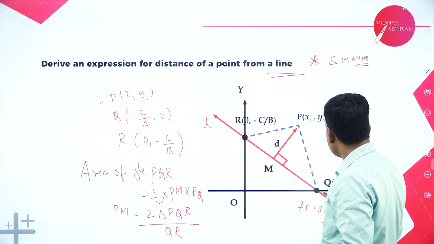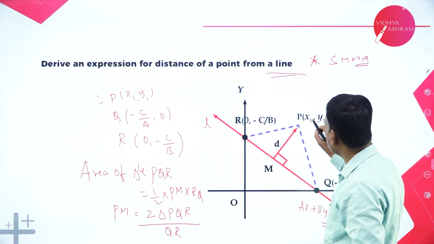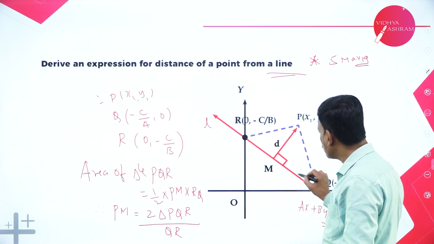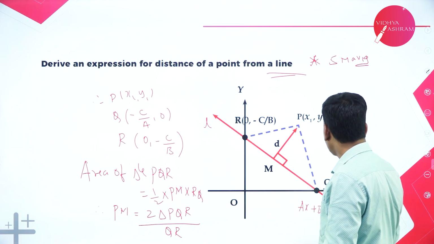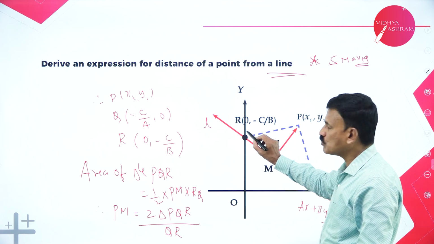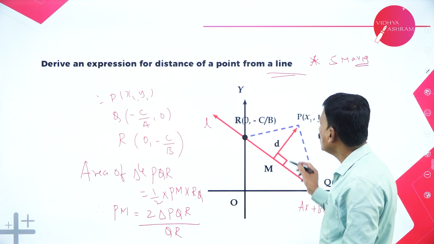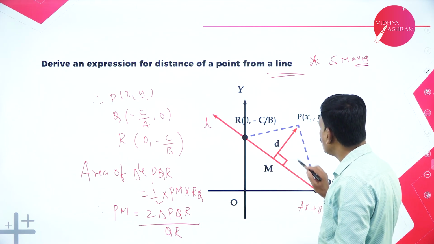Let the line cut the x-axis at Q and the y-axis at R. Then let P(x1, y1) be a point. PM is drawn perpendicular to the line. PM is the perpendicular distance which is to be determined. Now, the coordinates of Q are (minus c by a, 0) and the coordinates of R are (0, minus c by b). Now, just find out the area of this triangle PQR.